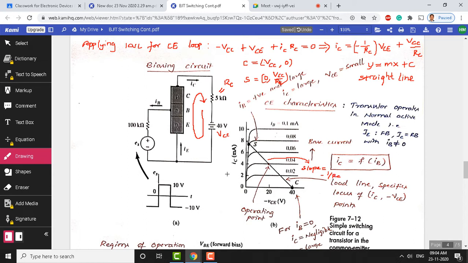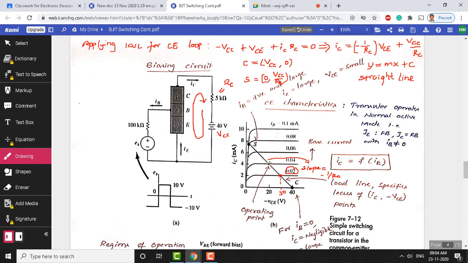At any point on this line, if you look at the intersection point here, for example for a base current of 0.02 milliampere, the load line and characteristics intersect at this point, and if you draw a line vertically downward and horizontally, it gives me the collector emitter voltage and collector current. So the collector emitter voltage here is approximately 30 volts, and the collector current is 2 milliampere. So what is the coordinate of this intersection? It is going to be 30 comma 2 milliampere.